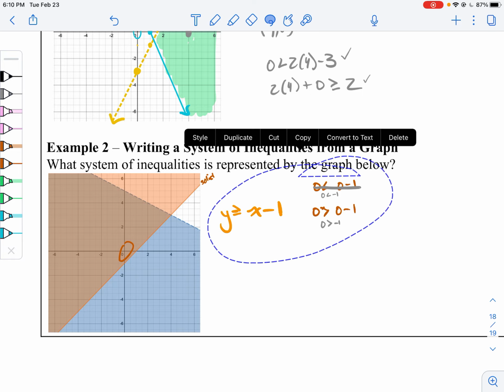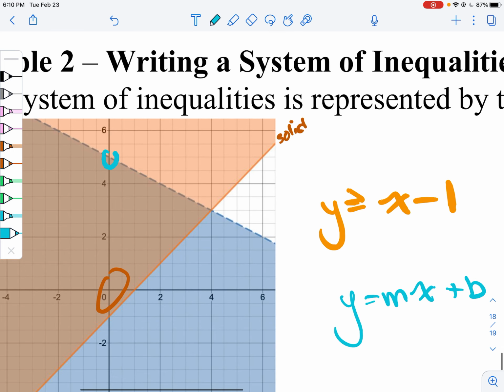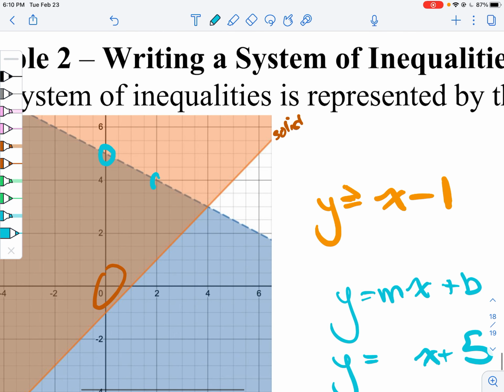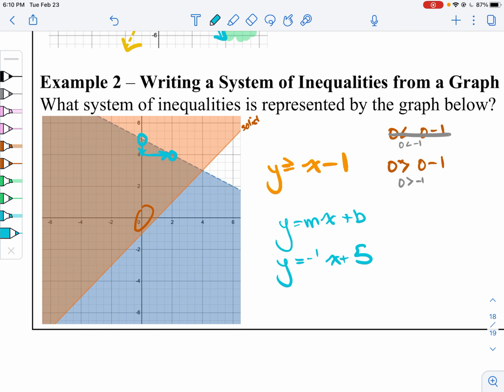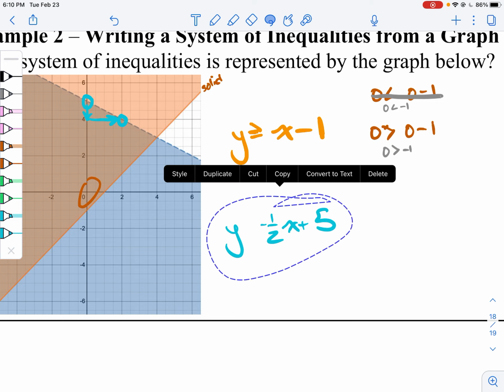Now let's look at our blue guy. In our blue equation, we'll still do y equals mx plus b. You don't have to, but I prefer it. Now when I look at my line, I see it starts at 5. That's the y-intercept. Then to get to this next point, we go down 1 over 2, so that's a slope of negative 1 over 2. Awesome. It's not going to be equals, though. It's going to be either strict greater than or less than.